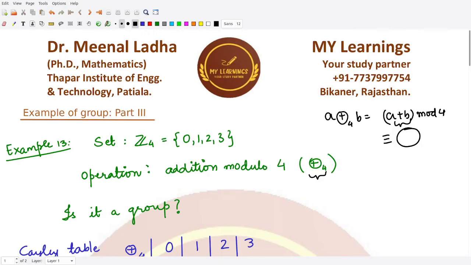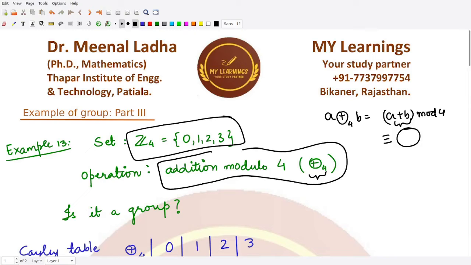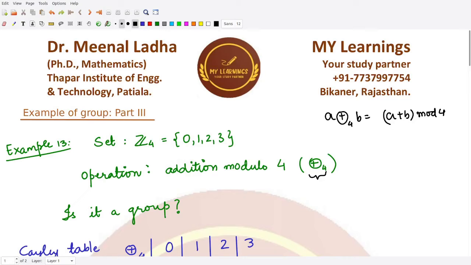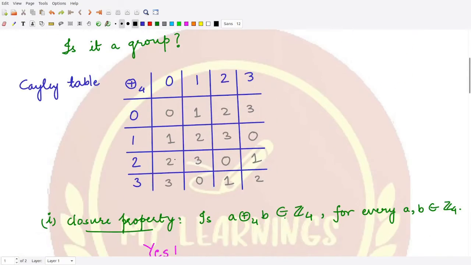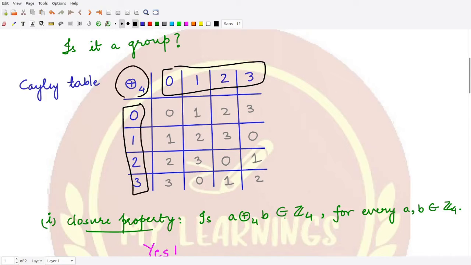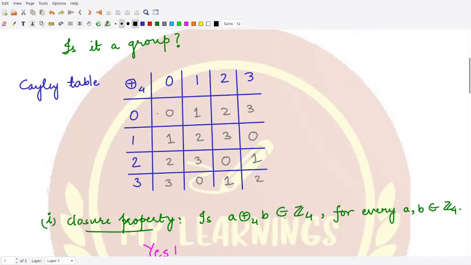So now we need to check whether this set together with this operation forms a group or not, right? For that, because we have a finite number of elements in our group, we can construct a Cayley table for it. What is that Cayley table? Here we write all the elements of the group 0, 1, 2, 3. Here also we write all the elements of the group, and here we write the operation which is addition modulo 4, right? Now we'll fill up all these boxes one by one.